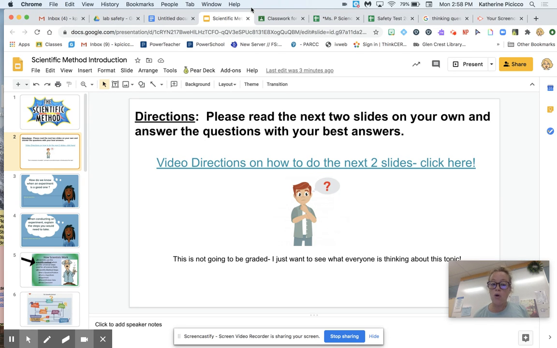Perhaps some of you already know a little bit about it, but it's just a really good way to do and to practice science. So we're going to learn about the steps and how basically we conduct labs in a science room, in a classroom.